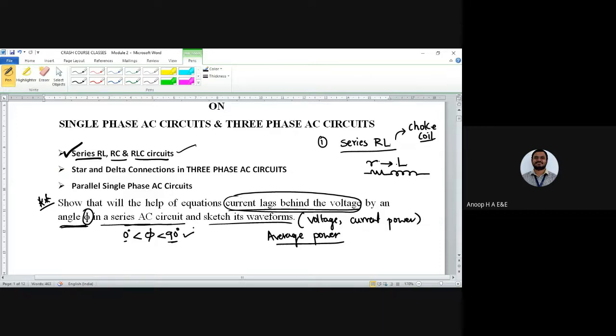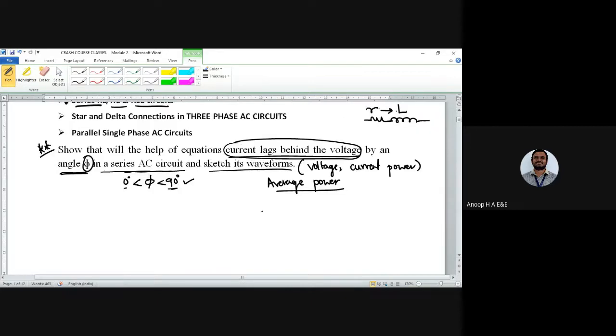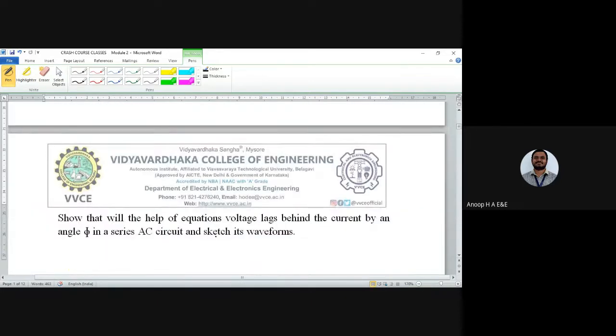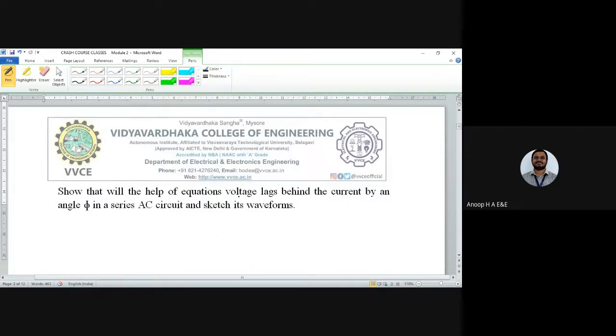Here you exhibit the current lagging behind the voltage by an angle of phi in a series AC circuit, and you have to sketch the waveform. The similar question for the next part would be the voltage lagging behind the current by an angle of phi in a series AC circuit, and you have to sketch its waveform. You have to observe the question very clearly and keep in mind that when current lags the voltage, I think I have already given it in the classroom sessions also.